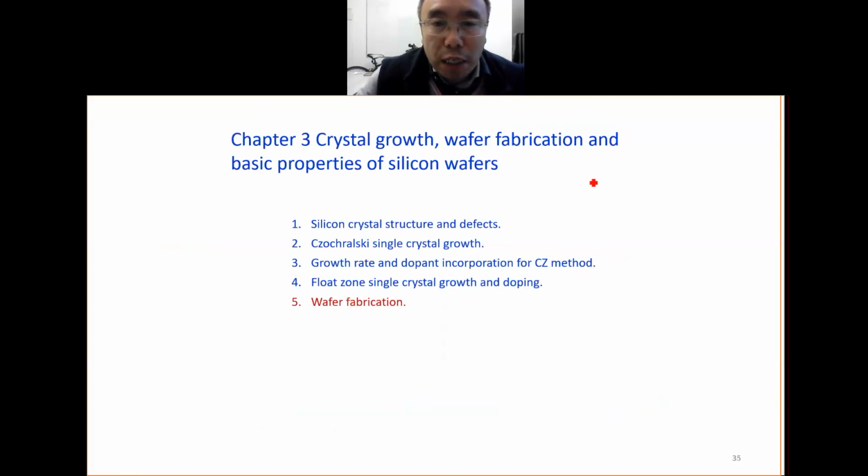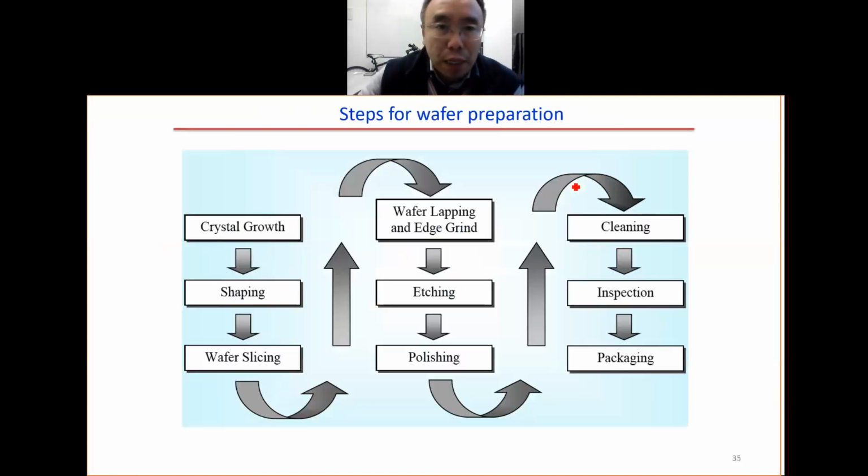So now we look at the wafer fabrication. Roughly speaking, we have the crystal growth with shaping, slicing, lapping and grinding, etching, polishing, cleaning, inspection, and packaging. We don't need to know the details of each of the steps.